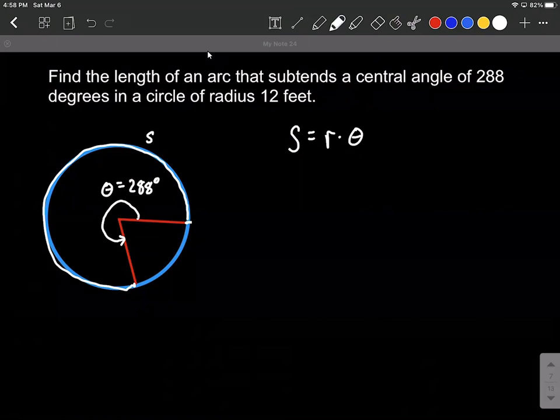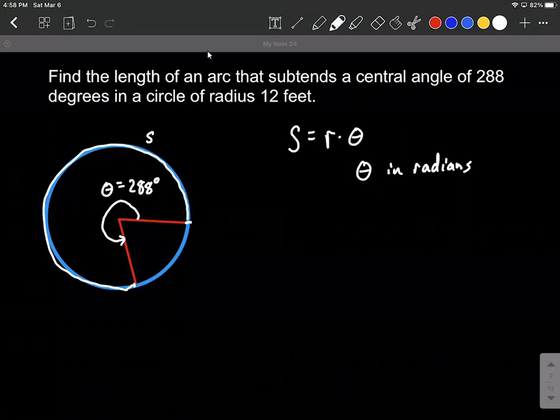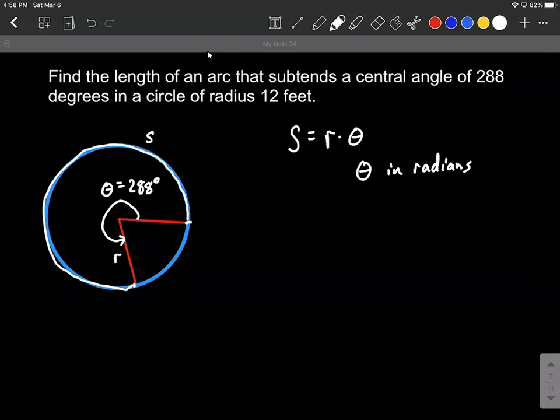Now that's a little bit of a problem that theta is in degrees. And I only say that because for this formula to work right, theta needs to be in radians. And that's what a lot of students overlook. So we're going to have to do a little bit of work to switch theta over from degrees to radians first. And then radius r is going to be 12 feet. That's the distance from the middle of the circle to all these points on the outside. So we're given that r is going to be 12 feet. We'll put that in.